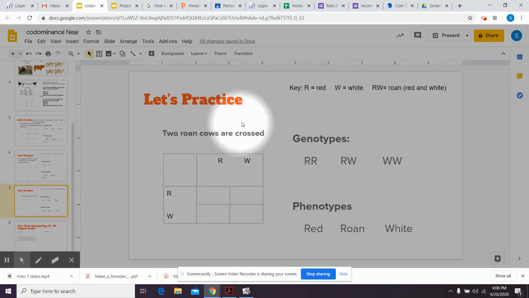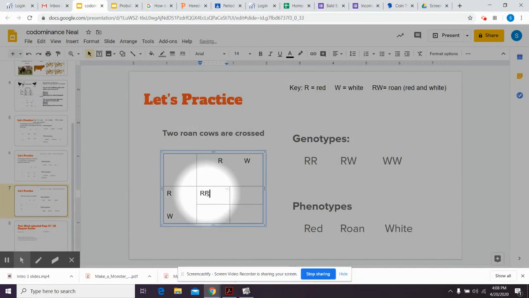So let's change it up a bit. Let's say I'm going to use the capital R for red, the W for the white, roan being RW. I'm going to cross roan cattle with roan cattle, and I'm going to get my results. In this first box, I would have RR. Second box, RW. Bottom left, RW. Bottom right, WW.